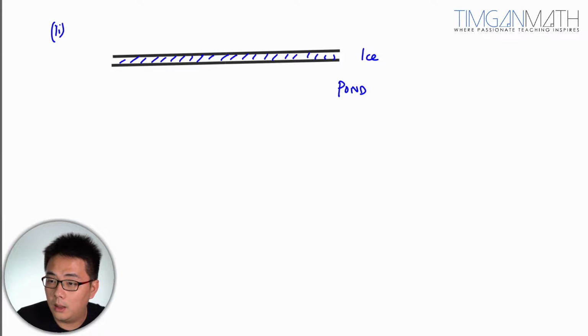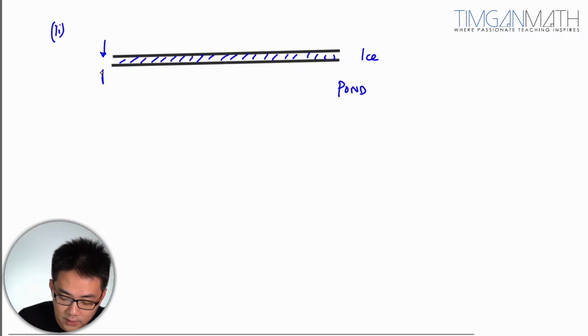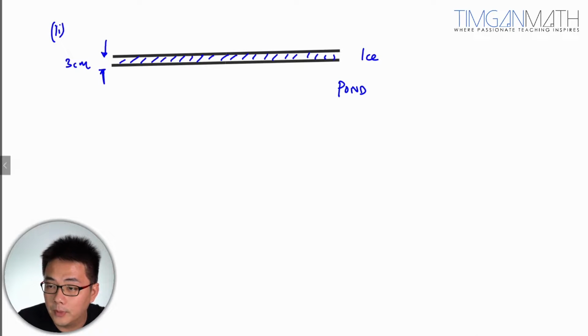So once the layer here is 3 cm, it's safe to skate. So 3 cm is safe to skate. The freezing of the water is modeled by a differential equation in which the rate of change of thickness of ice is inversely proportional to its thickness.